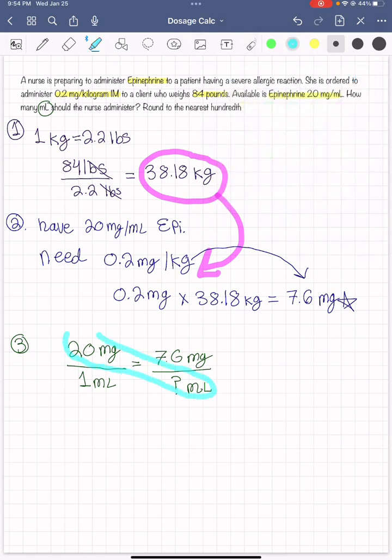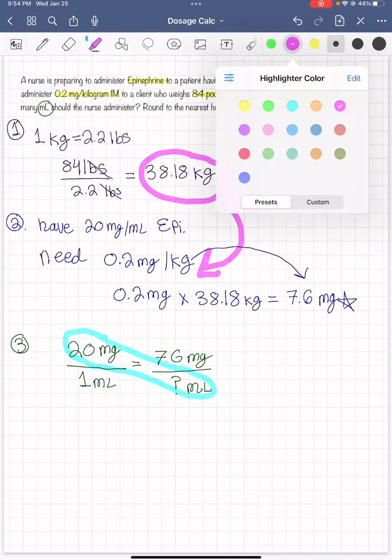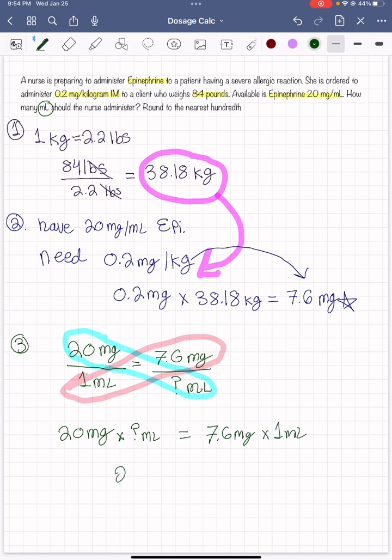Now we can do our fun little cross multiply where we multiply these two and make that equivalent to these two, okay? So we multiply, but I will write it out for you. So we have our 20 milligrams times our unknown milliliter is equivalent to 7.6 milligrams times 1 milliliter. So that's going to give us 20 milligrams unknown milliliter being equivalent to 7.6 milligrams.